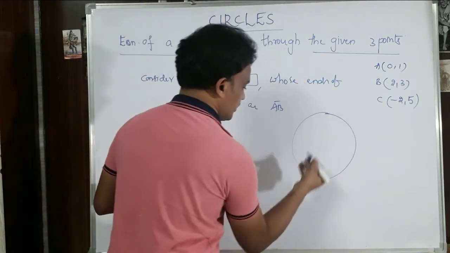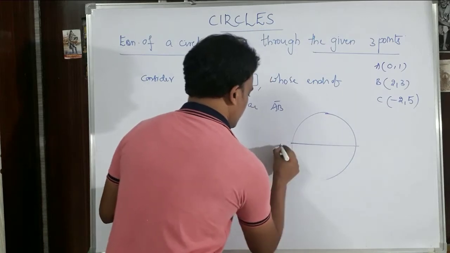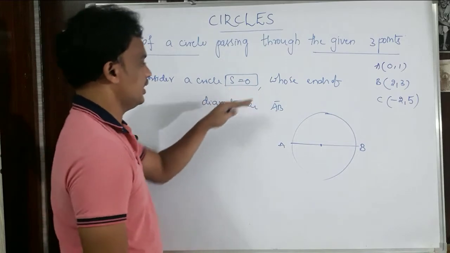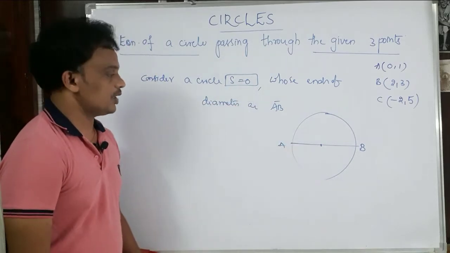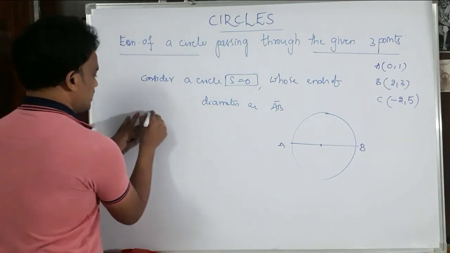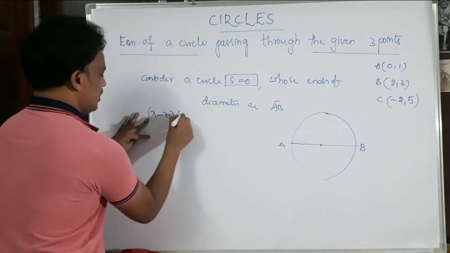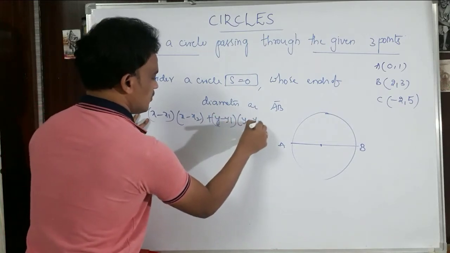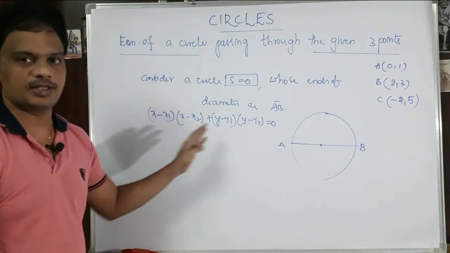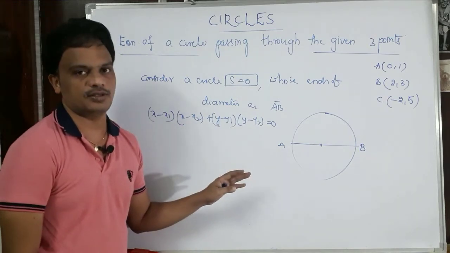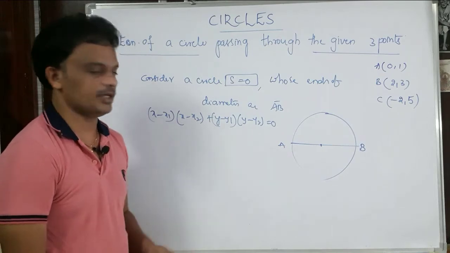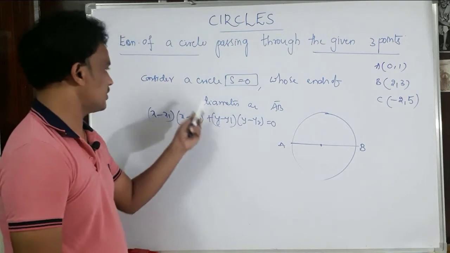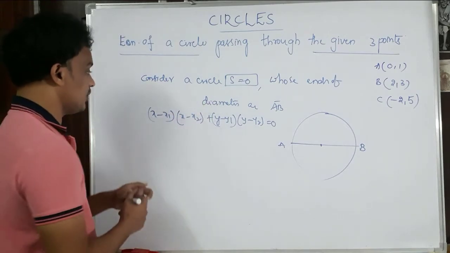Actually, this is not the required circle. A and B are the ends of the diameter, let us take this one. Already we know this one. The equation of a circle whose ends of diameter are given: the formula is x minus x1 into x minus x2 plus y minus y1 into y minus y2 equals 0. By using this formula we get the equation of a circle whose ends of diameter are A and B.